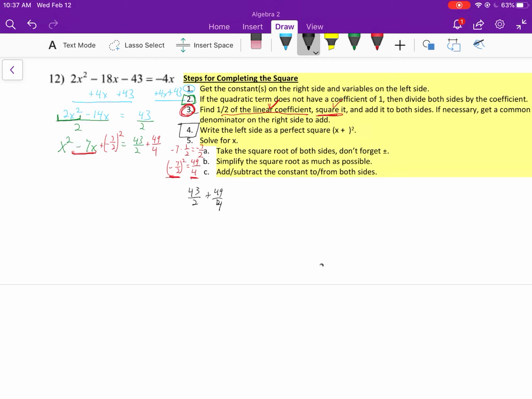We need to get a common denominator. Common denominator here is 4, so this needs a 2 over 2. And so this is 86 fourths plus 49 fourths, which gives us 135 fourths. All right.